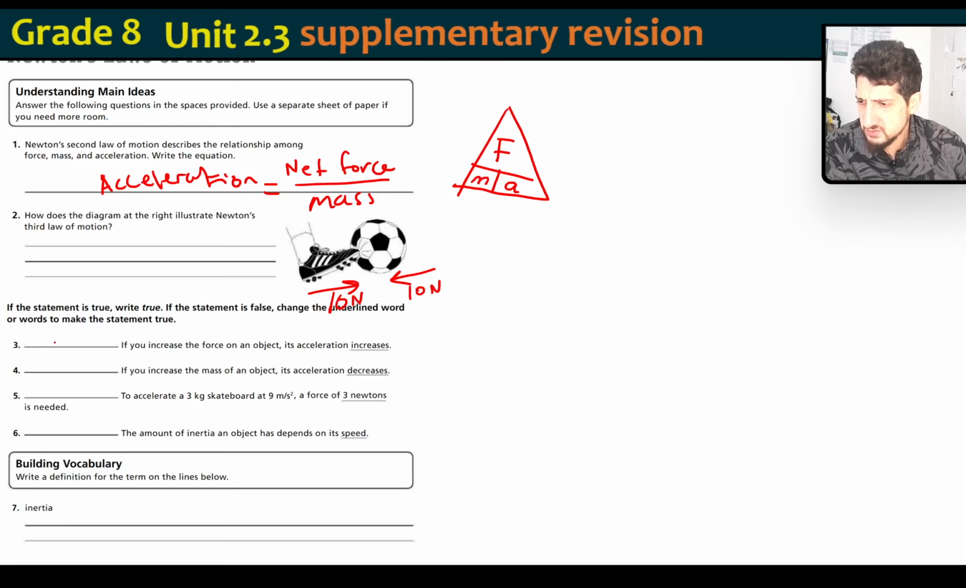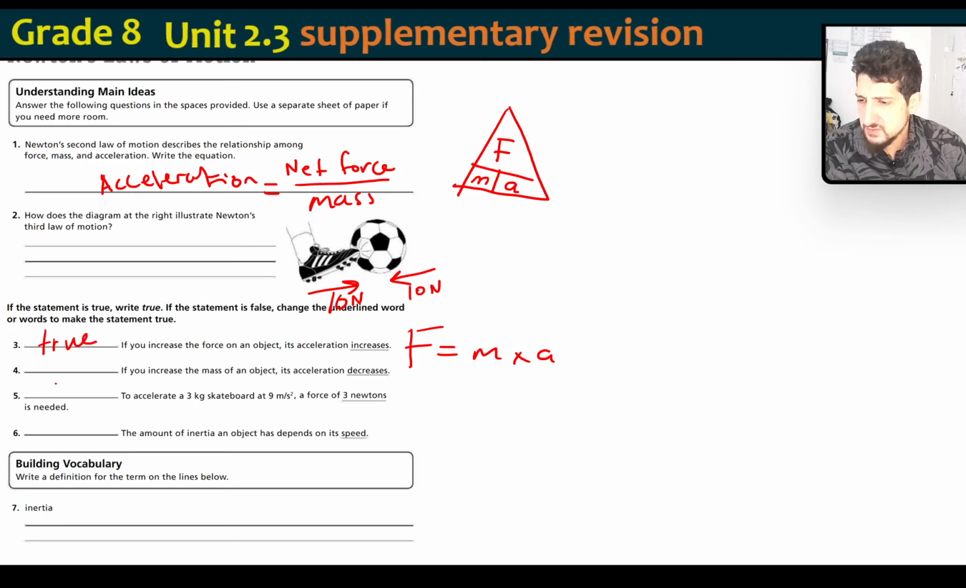Let's have a look here. If the statement is true, write true. If the statement is false, change the underlined word or words to make the statement true. If you increase the force on an object, the acceleration increases. Yes, true. Think of the formula, okay? Force equals mass times acceleration. So if I increase the force, I will increase the acceleration. Makes sense? So that is true.